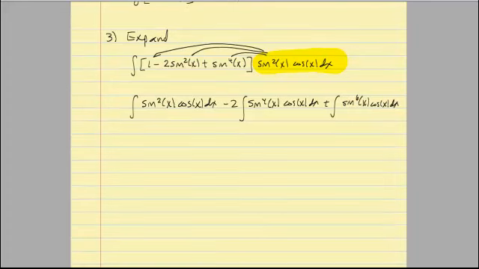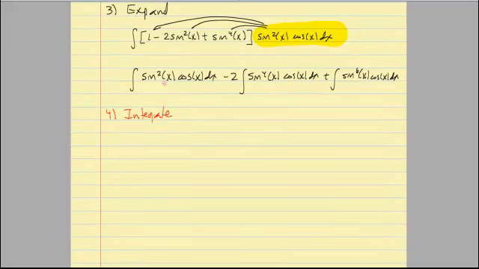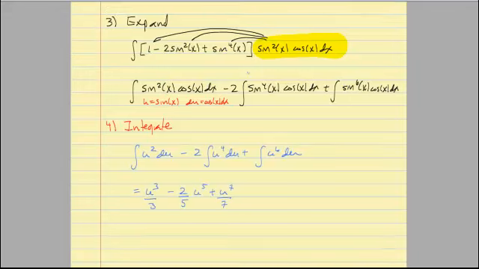Now, each of these is a nice little u substitution, and that's my fourth step, to actually integrate this. Now this one's a little bit nicer. I don't even have to compensate for that missing negative like I had in my last problem. So for each of these, u is sine of x, du is cosine of x dx. So let's go ahead and rewrite this and integrate it. When we make the u substitution, I end up with the integral of u squared du minus 2, and I pulled the 2 out front, the integral of u to the fourth du plus the integral of u to the sixth du.